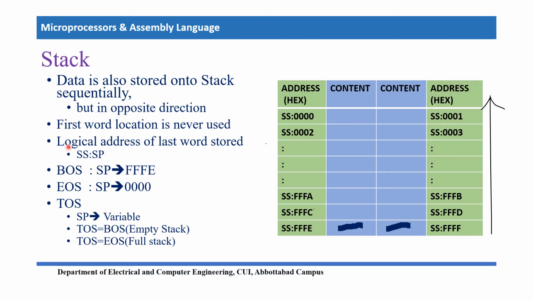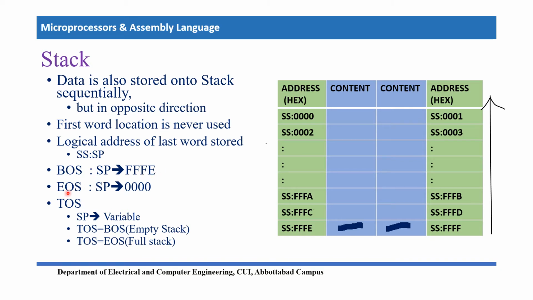Then we also learned that the last word which was stored on the stack, its logical address is always equal to stack segment colon stack pointer, and this logical address can be converted into a physical address, which we are going to learn today in this lecture, inshallah. Another point we learned about the stack segment is the bottom of stack, and for the bottom of stack the pointer's value is always constant, equal to FFE in hexadecimal.